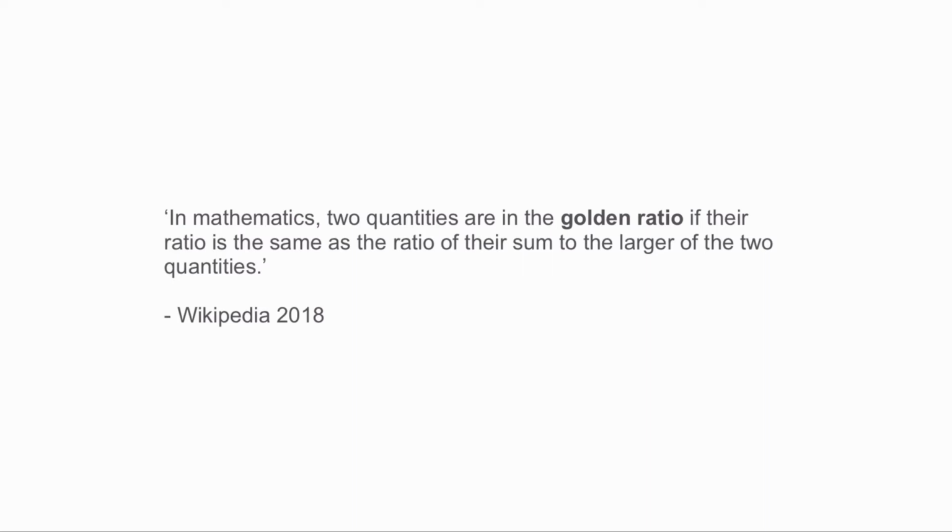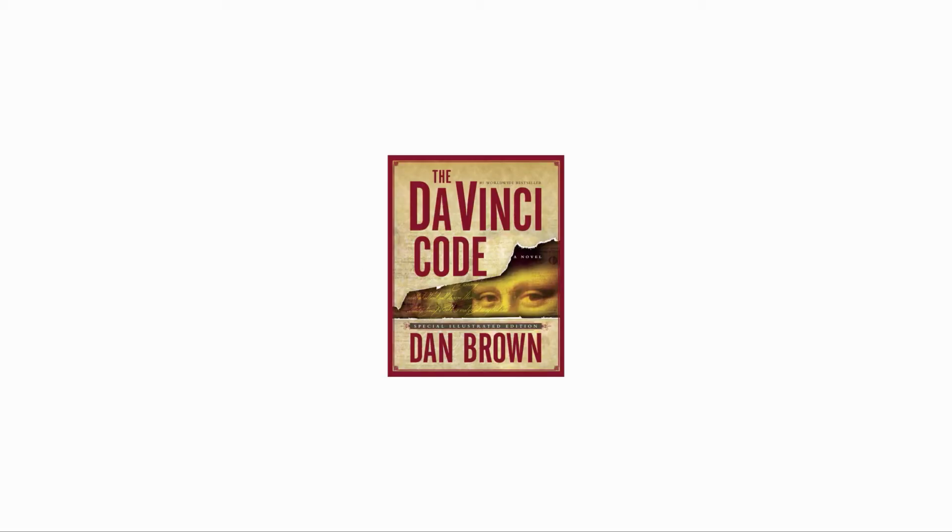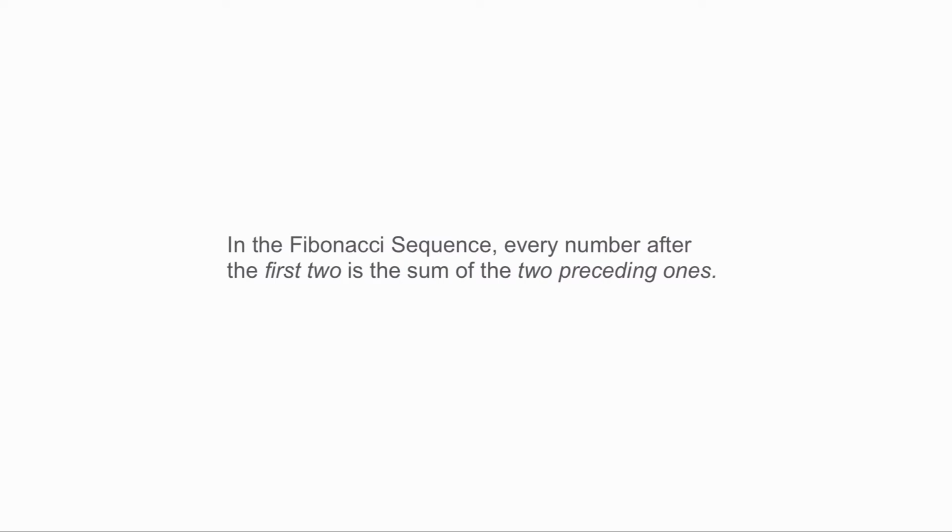To elaborate further, the golden ratio is closely related to the Fibonacci sequence, which was a staple principle in Dan Brown's novel The Da Vinci Code. In the Fibonacci sequence, every number after the first two is the sum of the two preceding ones. Now this sounds complicated too, but if I show you the example, you'll see that it's fairly easy in its principle. So here's the example.